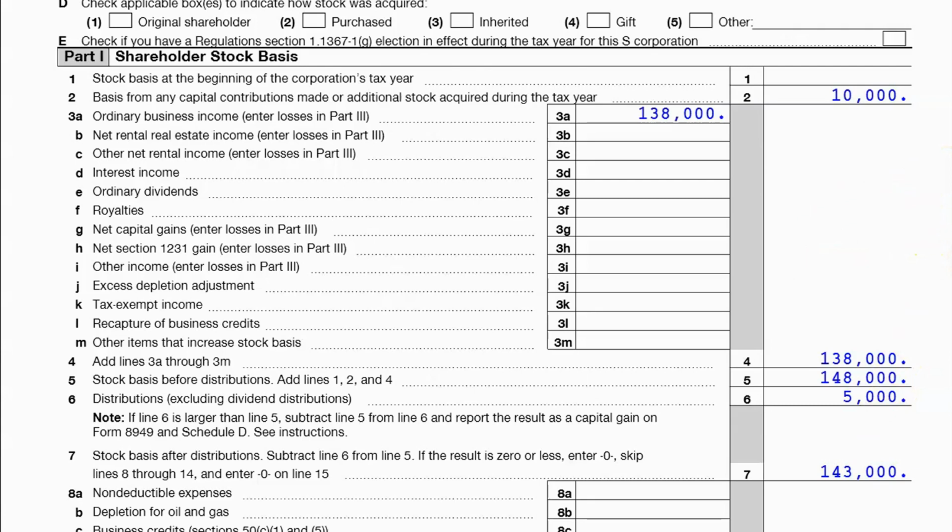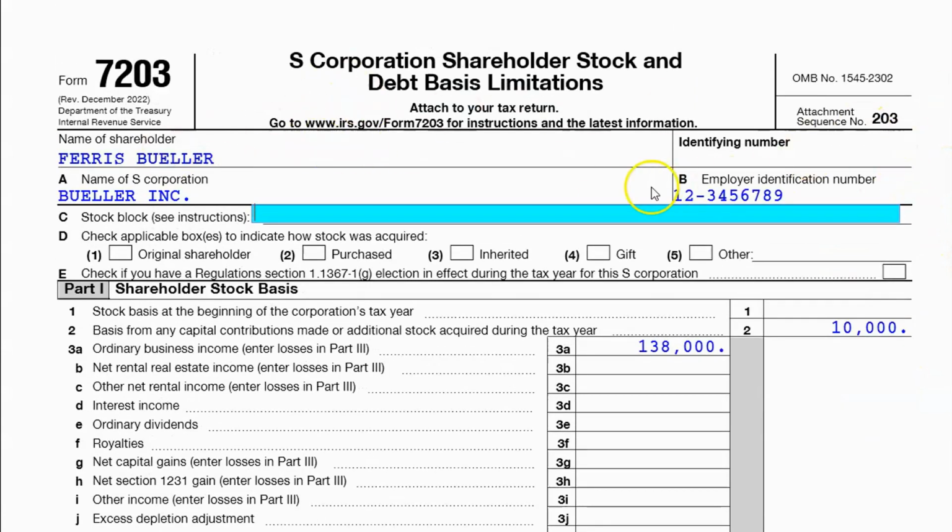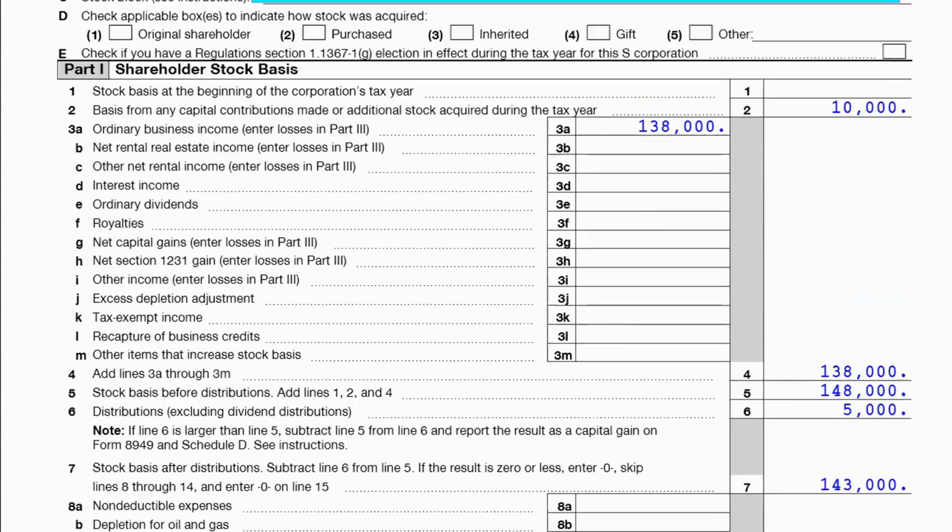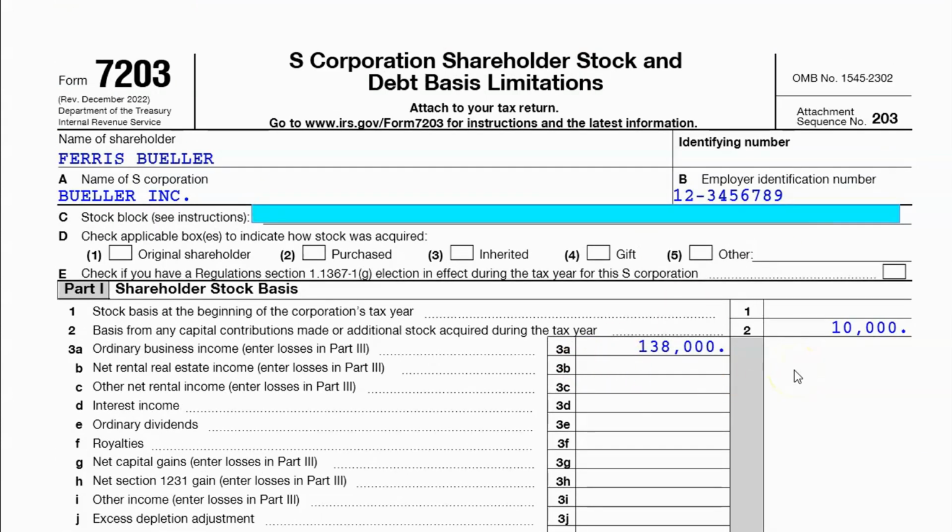And this is exactly why the IRS wants to see this and why they require this starting in 2021. So you want to make sure this is maintained every year.